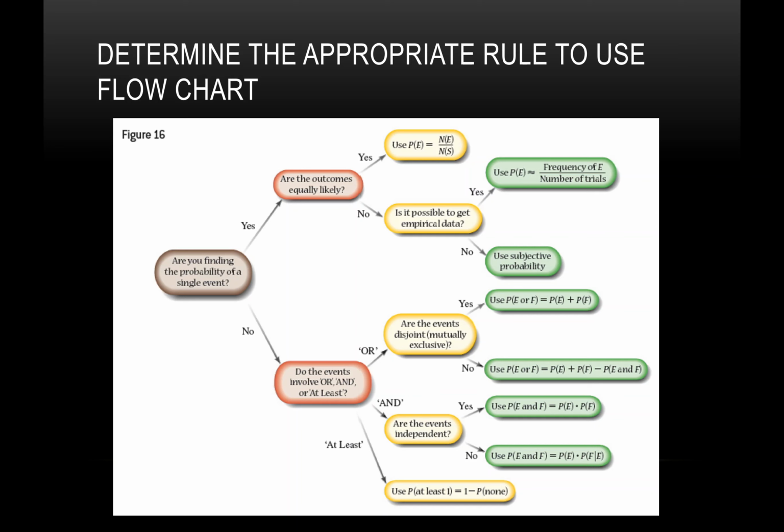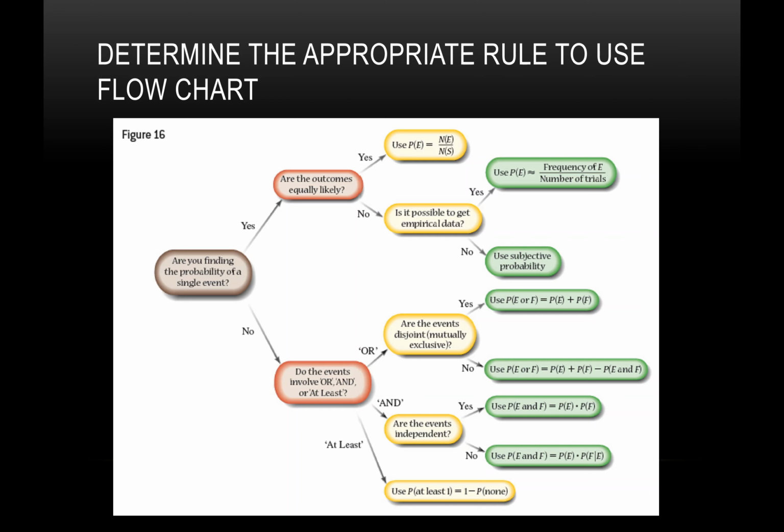So are the outcomes equally likely? How about the top? If yes, then it's n(E), the number of the event, divided by n(S), the total sample space. And if it's no, then is it possible to get empirical data, like testing? If it is, then yes, you use the frequency of E and the number of trials. If no, then you use subjective probability, which is like when a sportscaster predicts who's going to win the Super Bowl based on the coaches and players and such.